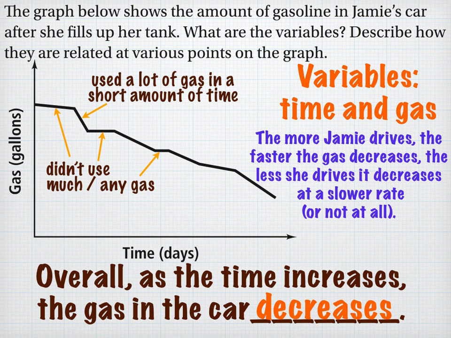And then I said the more Jamie drives, the faster the gas decreases. The less she drives, it decreases at a slower rate or not at all, depending on if those points are actually horizontal or not.